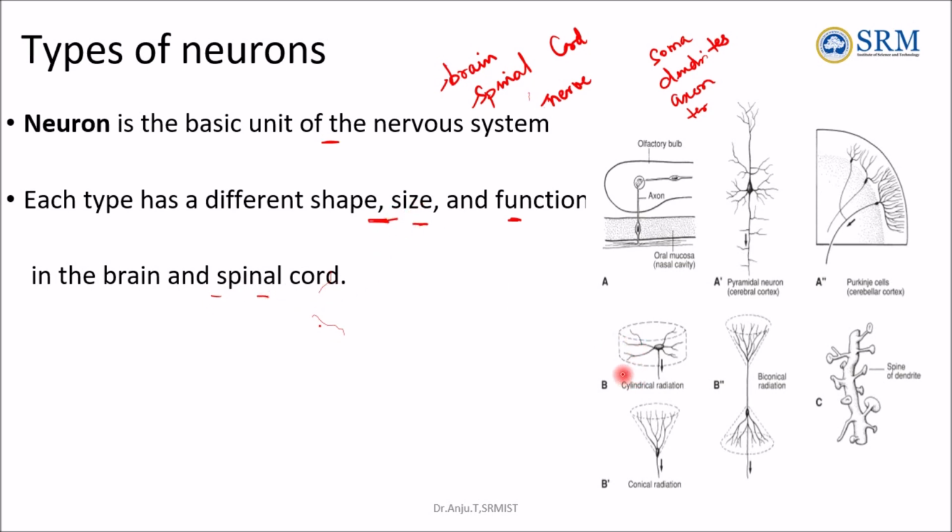So you can see here in olfactory bulbs, the nerve cells are having a single axon. But here in this case, you can have a cylindrical arrangement of cells. So you can have biconical arrangements. Okay, so in the case of brain, cerebral cortex, you have an arrangement. So here it is, yeah, cerebral cortex. Again, you have a pyramidal neuron. So the shape and the size only will differ.